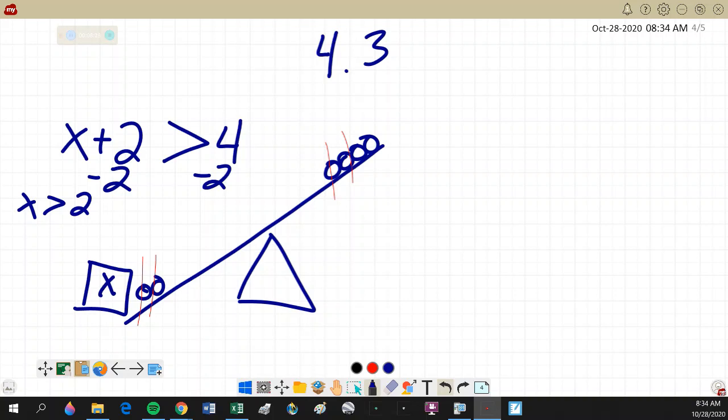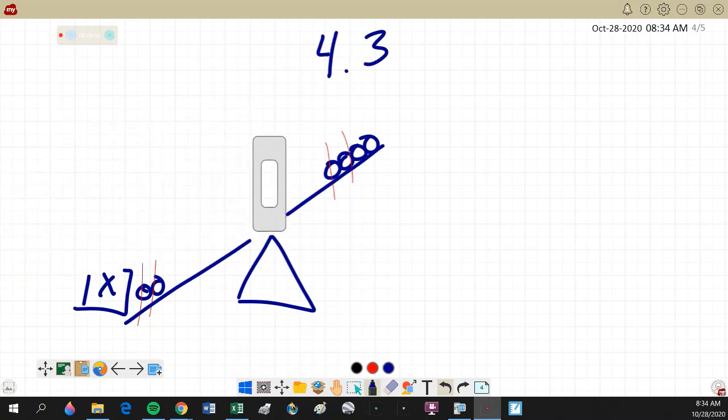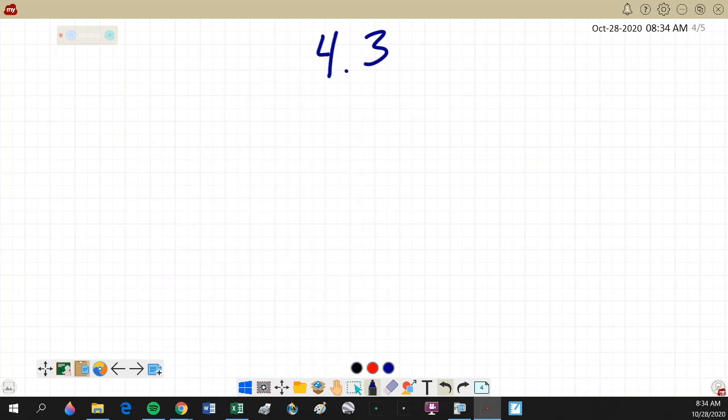Okay, what if I changed that to an equal to? What does that do? It could be equal to 2. Okay. All right. So we're almost to the part that the thing that you need to learn.